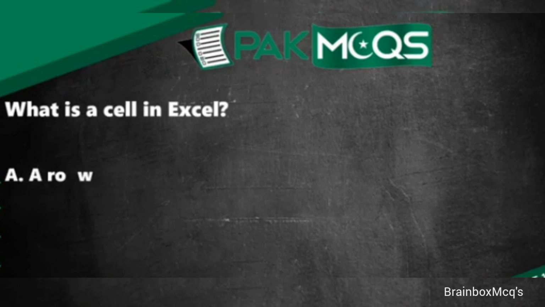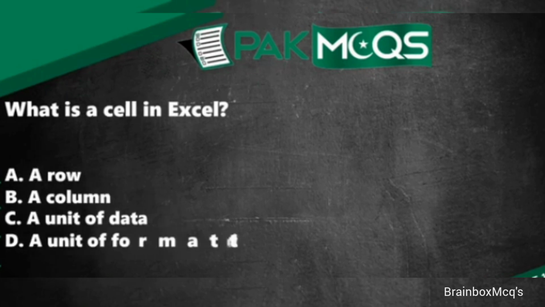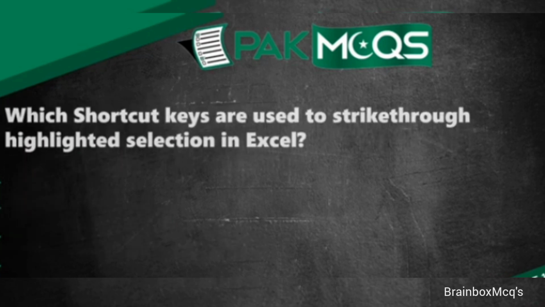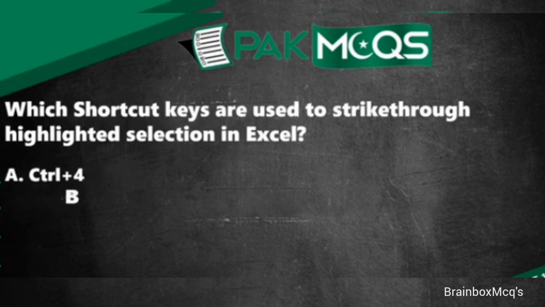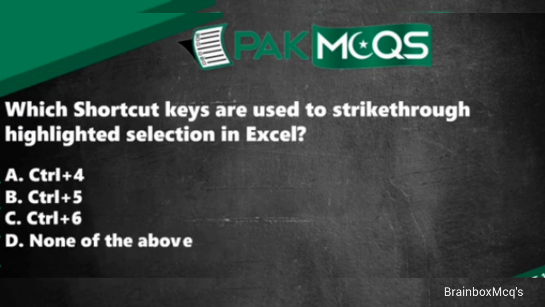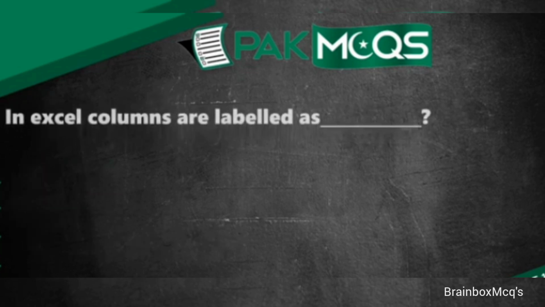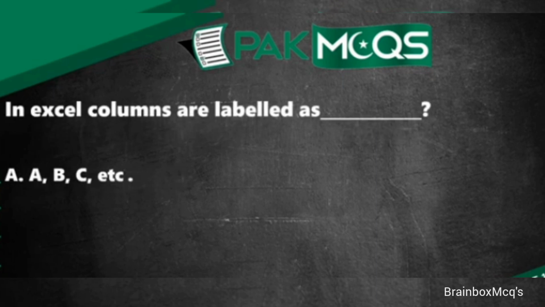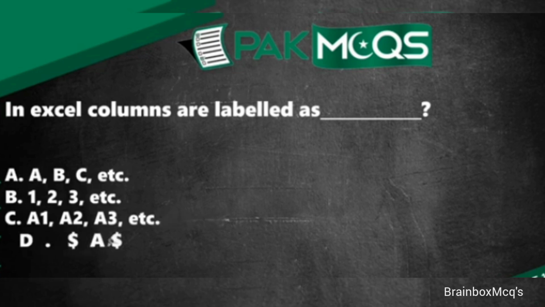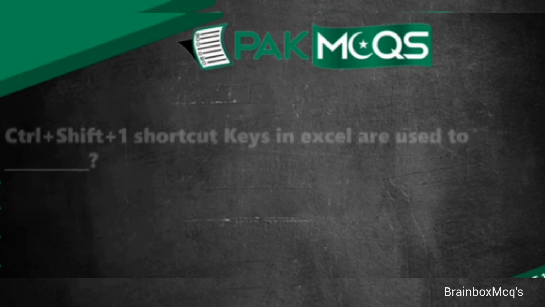What is a cell in Excel? A unit of data is a cell in Excel. Which shortcut keys are used to strike through highlighted selection in Excel? Control+4. In Excel, columns are labeled as dash. The right option is A, B, C, etc.